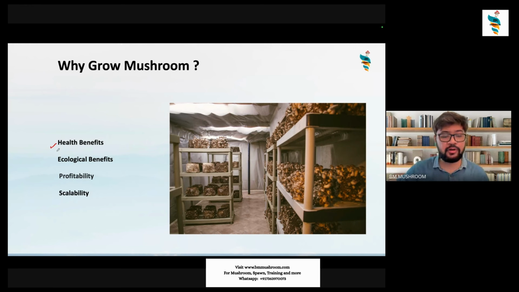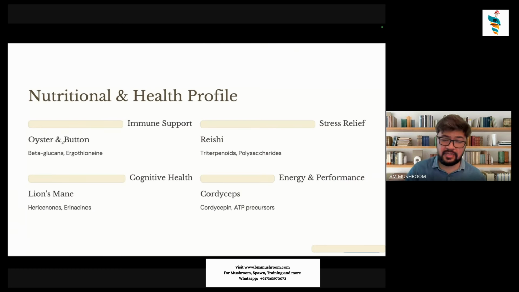One of the most important things is health benefit. Mushrooms are considered a superfood. Scientifically, it has been established that mushrooms contain a lot of beneficial nutrients, high in protein. It doesn't have any bad side effects. It has so many properties, like immune support. Oyster and button mushrooms, for example, have ample amounts of beta glucans. Then reishi mushroom is known for stress relief.